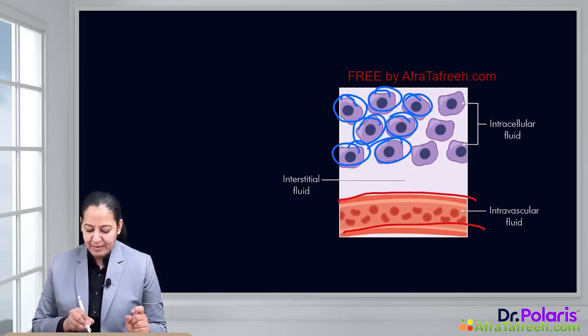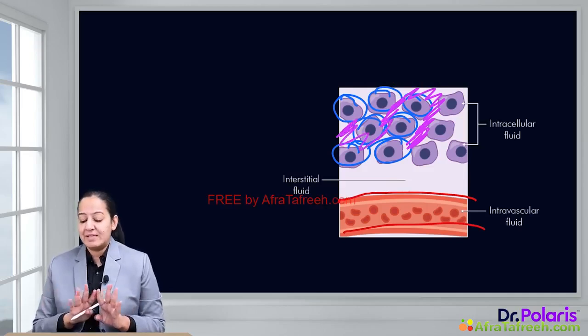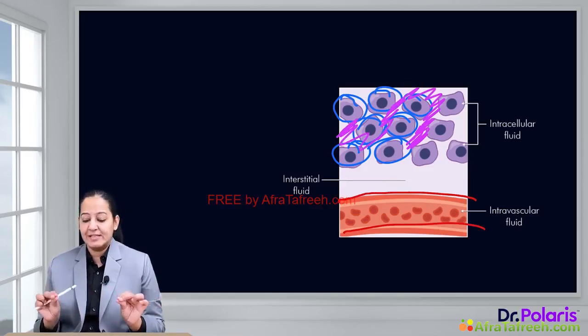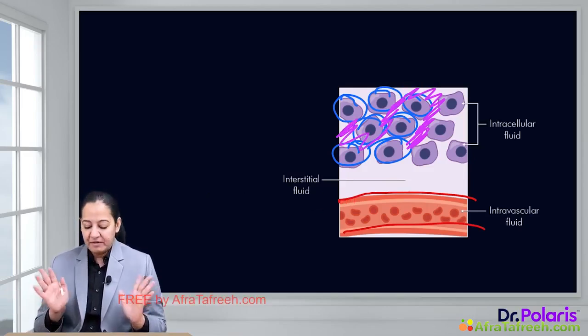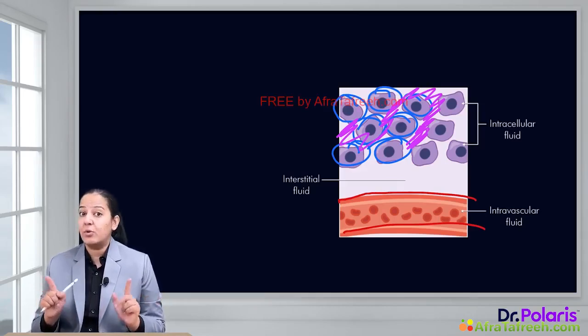Can you appreciate this space I'm marking? The space between the cells is known as interstitial space. Normally this space is dry. There is no fluid in this space. But whenever there is abnormal and excessive accumulation of fluid in this space, it is known as edema.